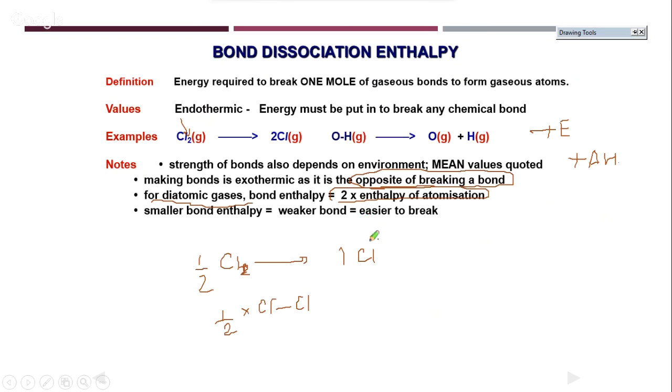What is enthalpy of atomization? Enthalpy of atomization means energy required to form 1 mole of atom. So there are multiple of these enthalpies that you can define, but in all of these cases, most of the time it is only 1 mole that you are looking at.